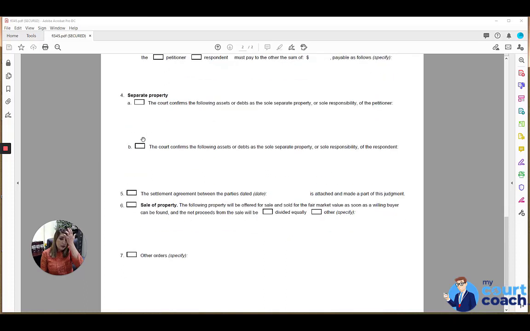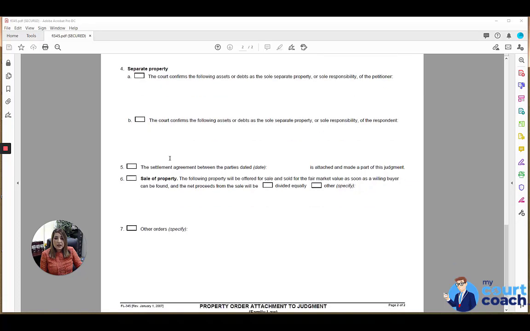In field 4, we are dealing with separate property. And again, separate property is generally property that is acquired before marriage, after separation, or by inheritance or gift. So if the court awards any property as the sole and separate property of the petitioner, you would list that in 4A and list what those assets and debts are. And if the court confirms any separate property to the respondent, you would mark box 4B and list what those assets and debts are.